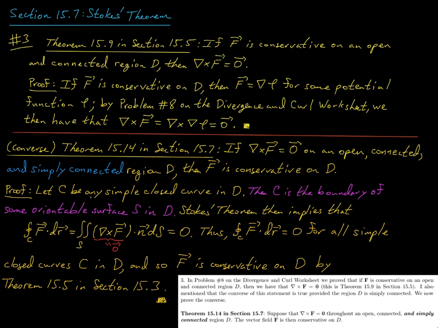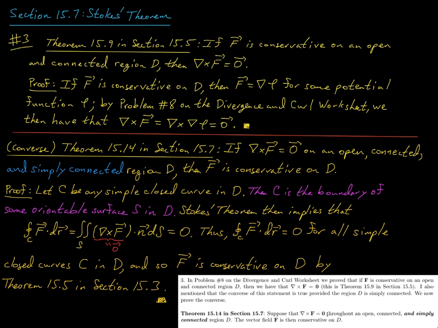Since C here is just any old simple closed curve, we in fact have proven that the line integral is equal to 0 for all simple closed curves C in D. Going back to section 15.3, we saw there that this is equivalent to F being conservative on the region. This was theorem 15.5. So this is a very nice result. As long as our domain D is known to be simply connected, in addition to being open and connected, this provides us a really easy test to tell whether or not the vector field F is conservative.